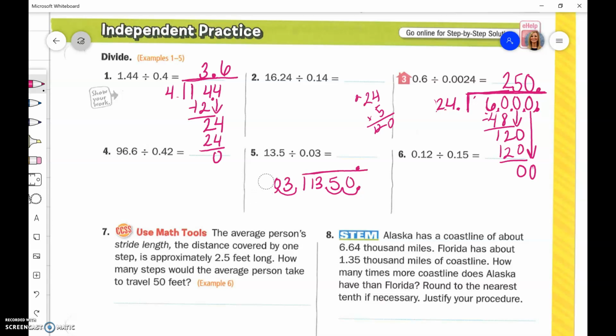So now I have 1,350 divided by 3. I know that 3 can go into 13 4 times, which is 12, 1, 15. I know that I can do that by 5, because that's 15, 0, 0, and I get 450. And notice my decimal point's at the end. So sometimes you're going to have the decimal point in the answer. Sometimes you'll just have it at the end.